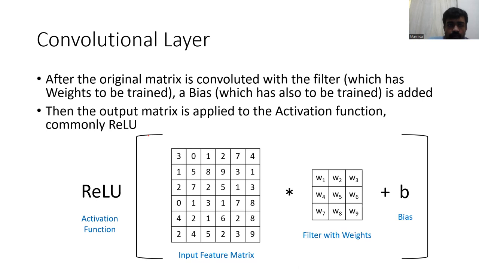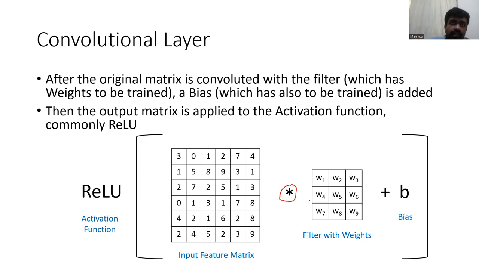So the convolutional layer is designed like this. You have the input feature matrix, the input image or whatever the feature matrix is, and then we apply the convolutional operator with the filter weights, which can be 3 by 3 or whatever. And we add the bias.